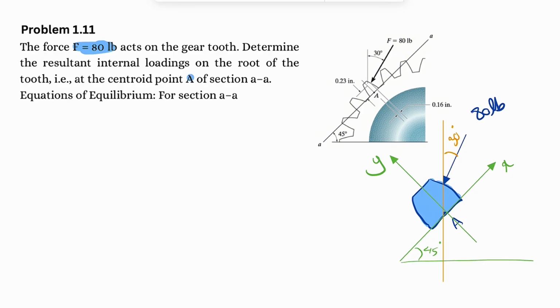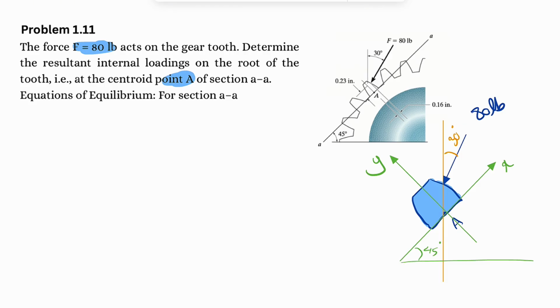We need to determine the resultant internal loadings on the root of the tooth, which would be the centroid at point A of the section AA that we see in the figure, and we have a hint at the end of the question that we can use the equations of equilibrium.